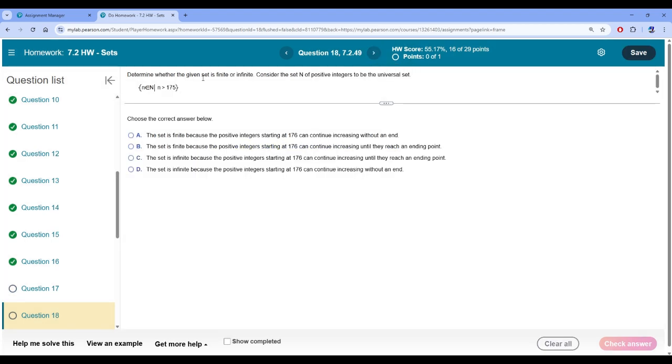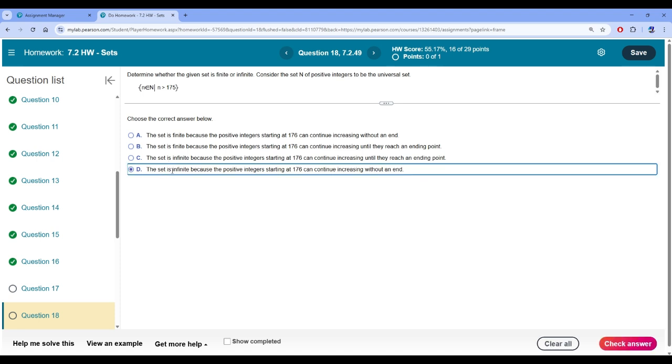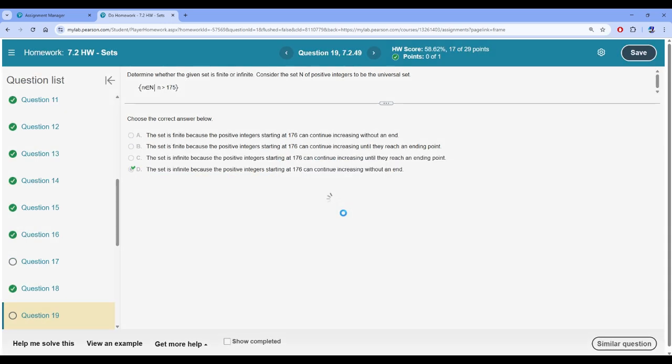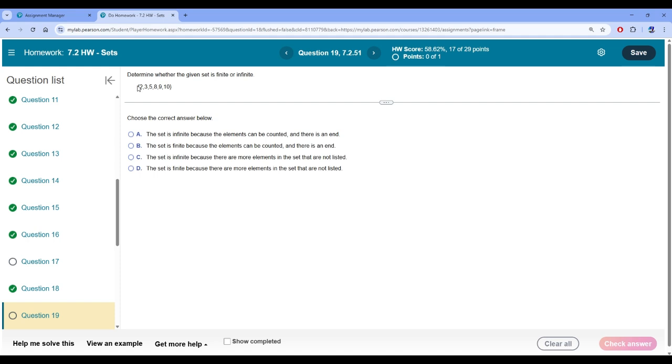Determine whether the given set is finite or infinite. So here, because n is greater than 170, it's infinite, because the positive integers starting at 1 can continue without end. Any number greater than 175 goes all the way up to infinity. This one is finite.